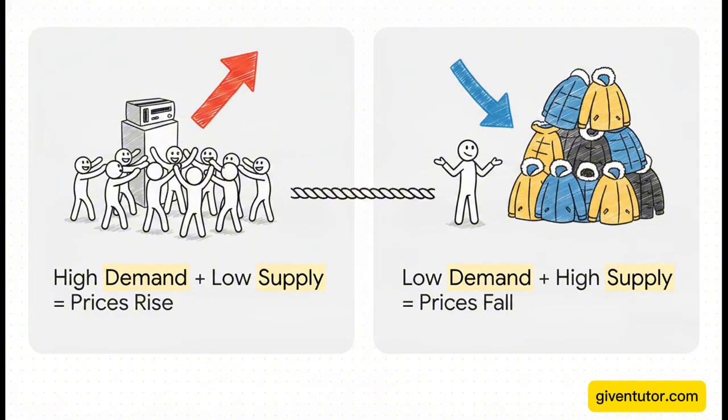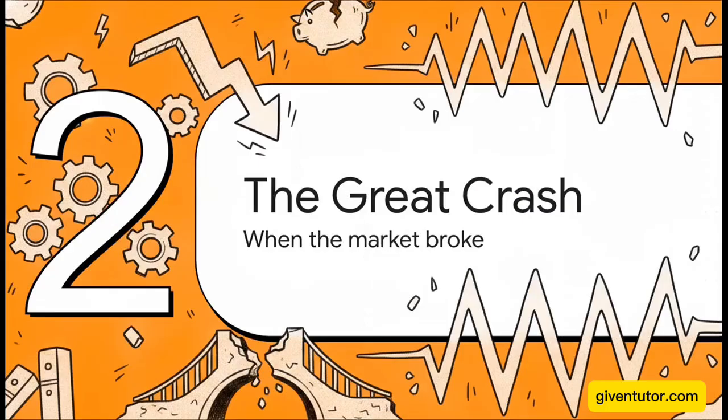Now that's how a free market hums along in theory, but what happens when that system completely breaks down and the economic pendulum swings into absolute crisis? That brings us to Part 2, the Great Crash.